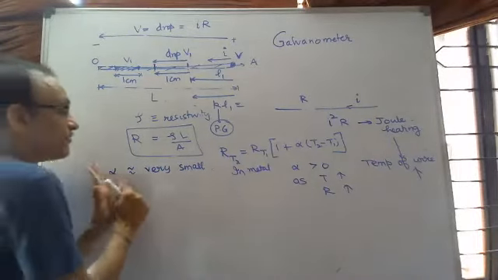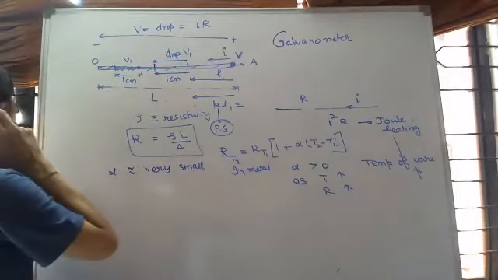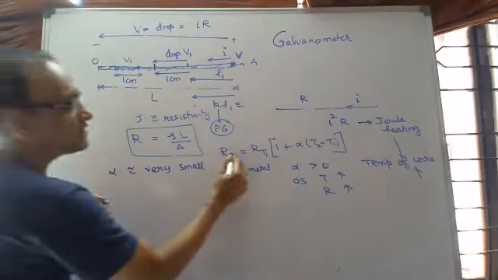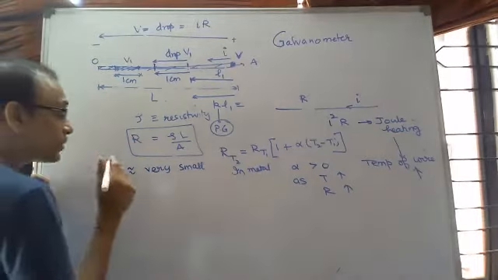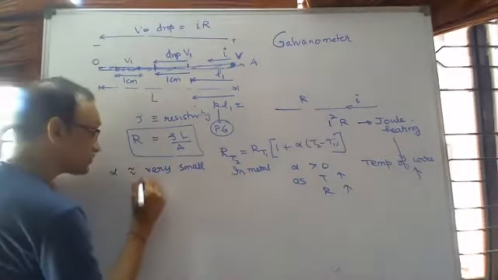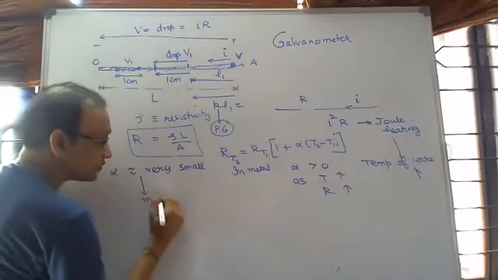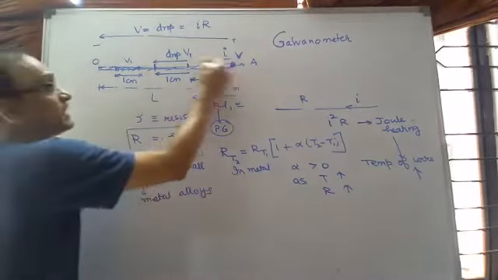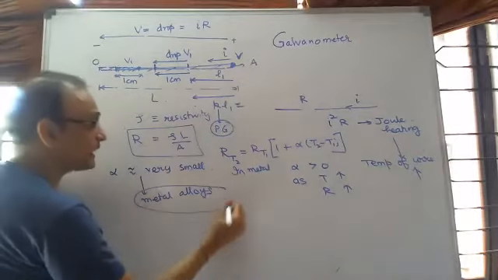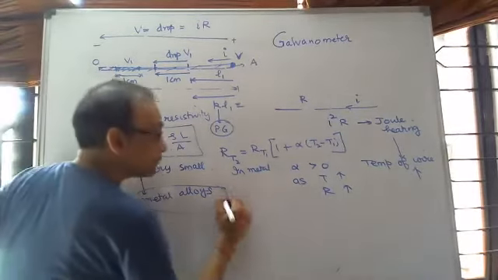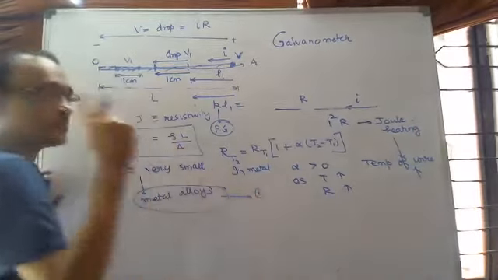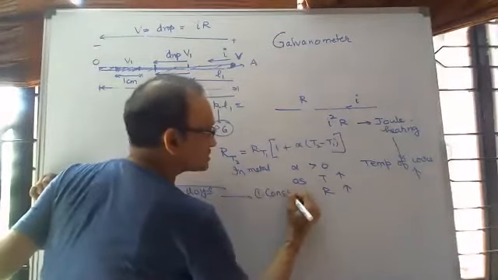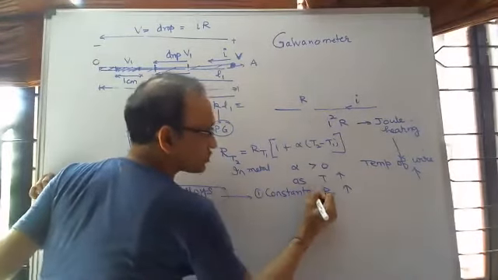Now, if alpha is very small, RT1 and RT2 will be equal. It doesn't happen in metals. It happens in metal alloys. So the material that I'm going to select would be a metallic alloy, and two materials are used. ये सब याद रखने का है. Generally, one is constantan. ये एक alloy होता है constantan.